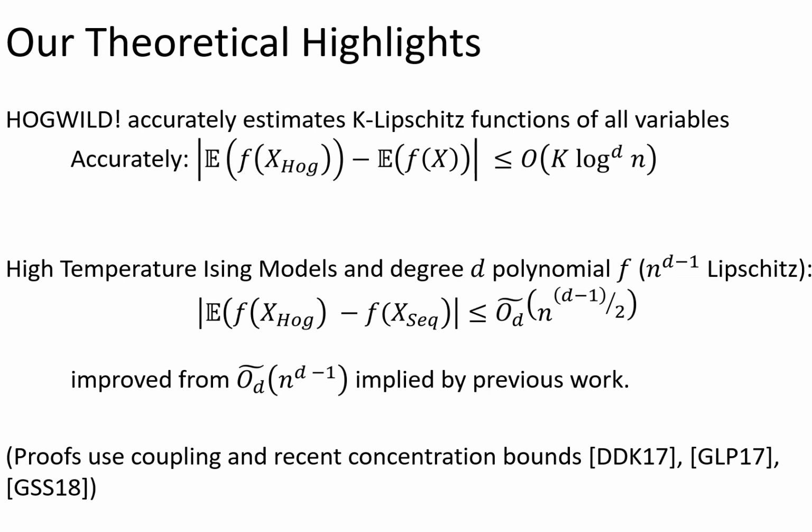To prove our results, we couple a HOGWILD chain with a sequential one, to get a bound on the Hamming distance between their states. We then leverage recent concentration bounds for graphical models from the work of Daskalakis et al. and others.